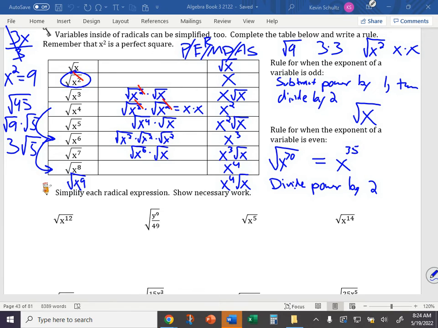The actual formula for it, I suppose, would be your answer would be x to the n minus 1 divided by 2, root x. Basically, what this means is subtract the power by 1 and then divide by 2, whatever your power is called n. It looks more complicated than it actually is. This is the verbal version of it. If that makes more sense, don't write this. But either way, that's what's happening.